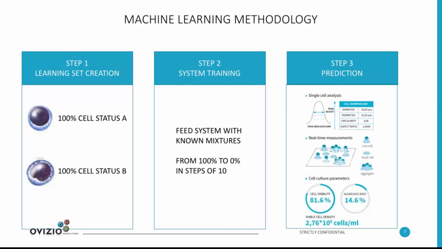This can be as easy as live cells and dead cells, or as complicated as viral infected cells versus non-infected cells. And then all the images in between are the known mixtures. And in the end of 2 runs, we can provide a new algorithm that's capable of identifying whatever is your need.